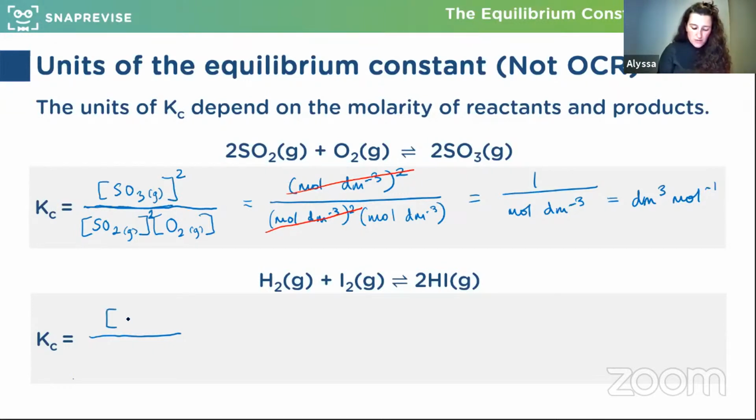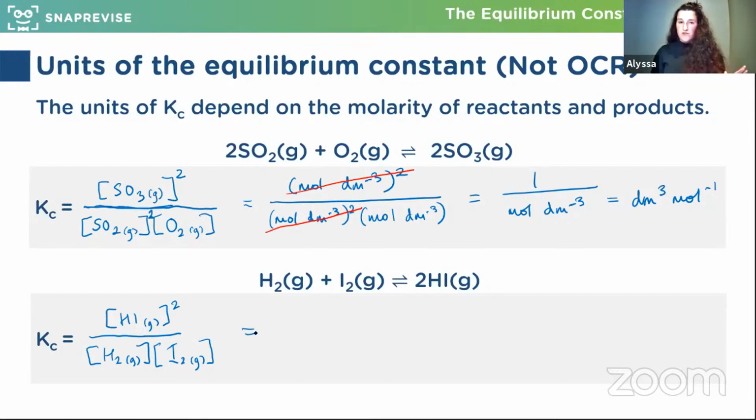So products over reactants, so it's HI gaseous squared because of the 2, over reactants, which are H2 gaseous to the power of 1, so we don't need to write anything, times the concentration of I2 gaseous, again to the power of 1, so we don't need to write anything. So that's our expression for Kc. Lovely. Now we can sub in our units.